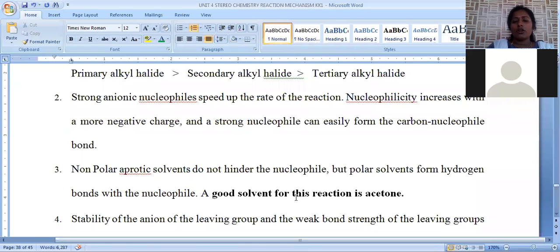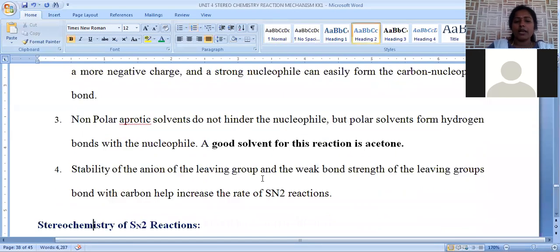A good solvent for this reaction is acetone. Acetone is a non-polar solvent. That's the reason why the SN2 reaction is more favorable with non-polar or aprotic solvents. We can say chloroform, benzene, carbon tetrachloride, all these are aprotic solvents. Even acetone is also an aprotic solvent. All these favor the SN2 type of mechanism, that is, bimolecular nucleophilic substitution.